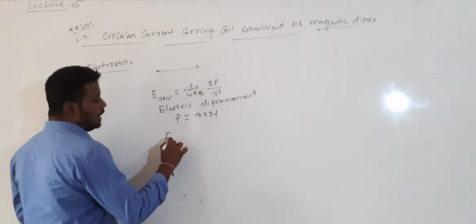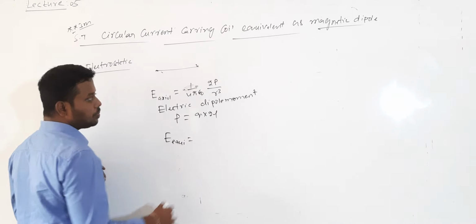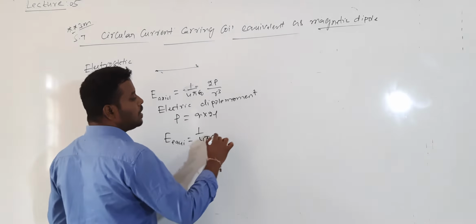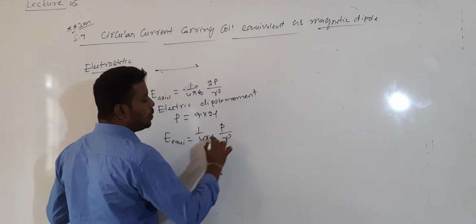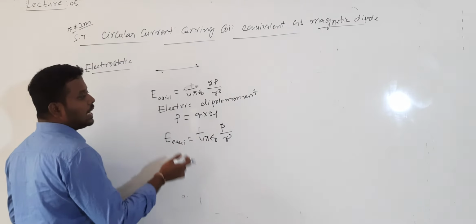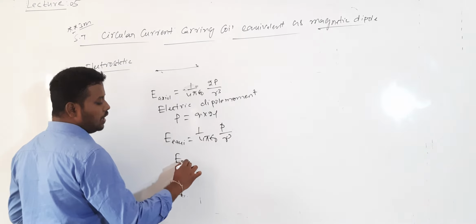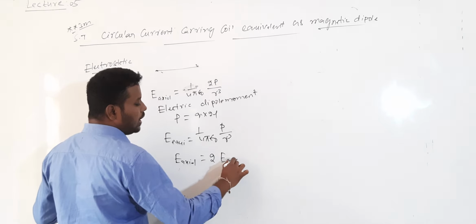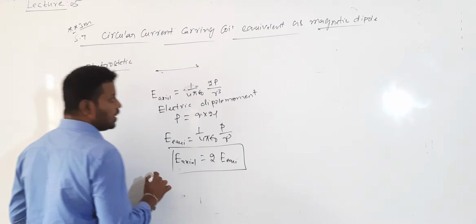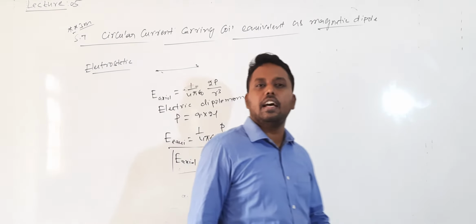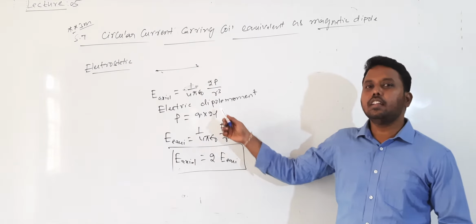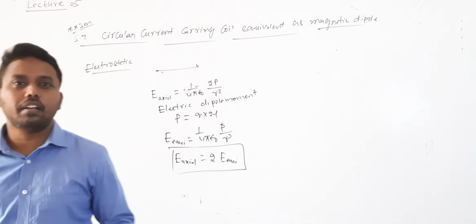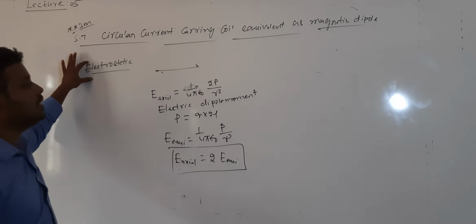What is the electric field intensity on the equatorial line? On the equatorial line, it is given by 1 by 4 pi epsilon naught into P divided by r cubed. So the electric field intensity on the axial line is 2 times that on the equatorial line. Can you remember this relation? The axial field is along the direction of the dipole moment, and the equatorial field is opposite to the dipole moment.